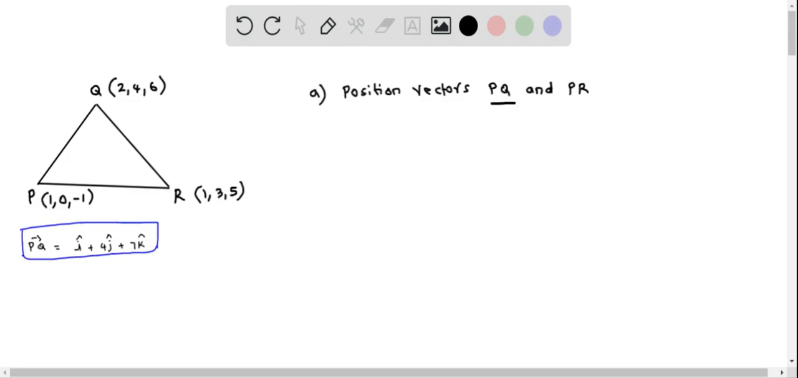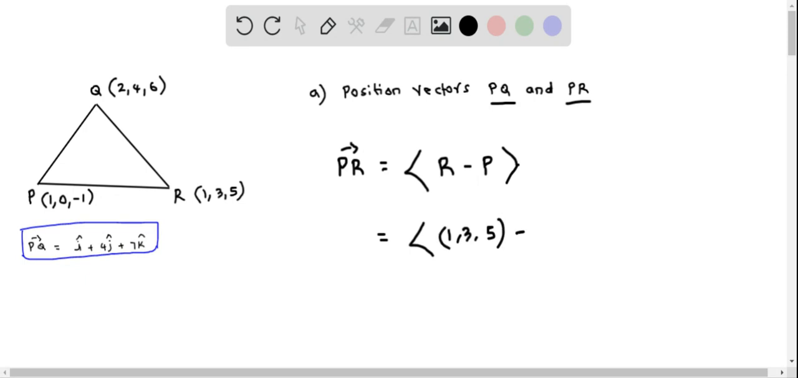We now determine the position vector PR vector. So we write PR vector, and this equals the point R minus point P. Let's replace the point R, which is 1, 3, 5, minus the point P is 1, 0, minus 1. So here we do the subtraction of the corresponding components.